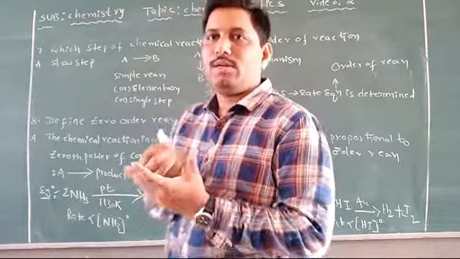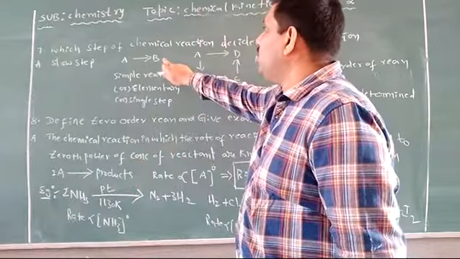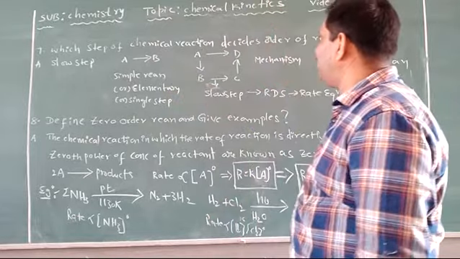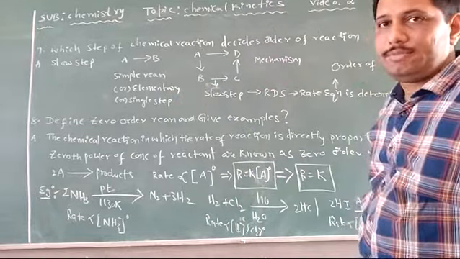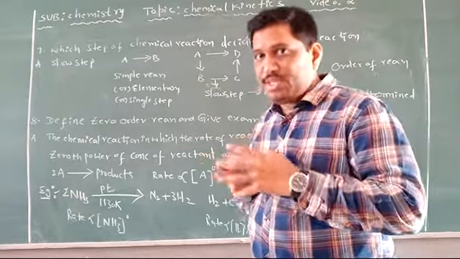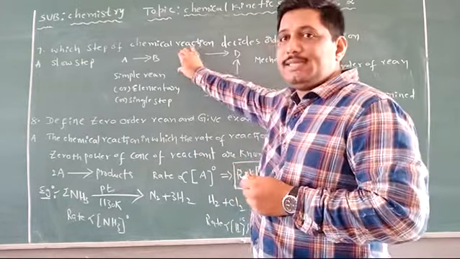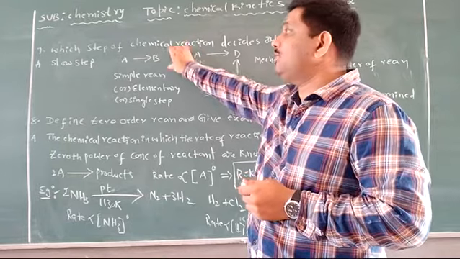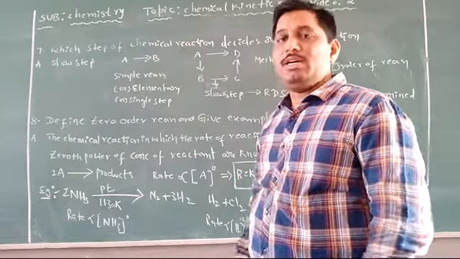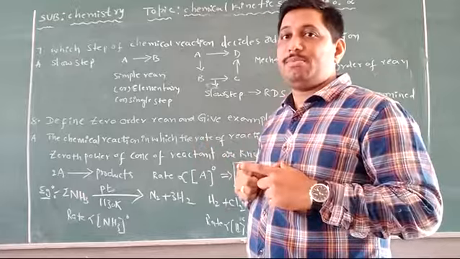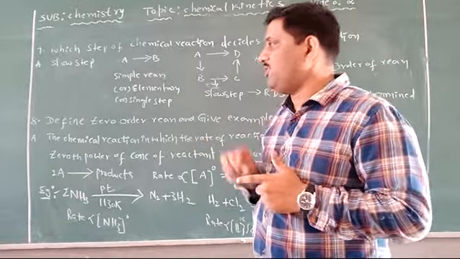Okay students, next question. Which step of the chemical reaction decides the order of the reaction? This question is given in written model papers. The answer is the slowest step. Why the slowest step? What is the slowest step? We are discussing a small example, students.